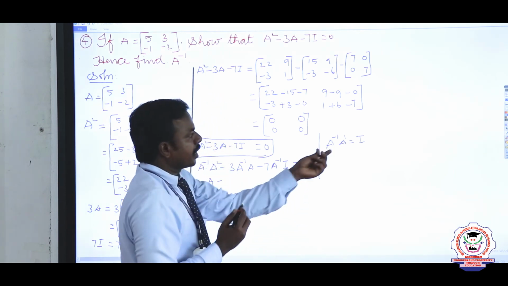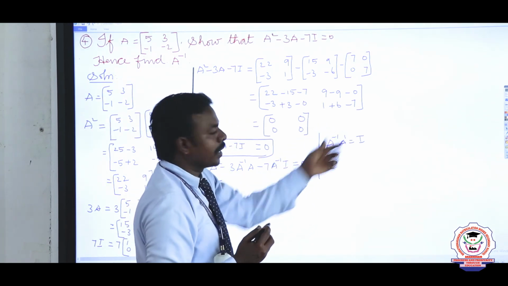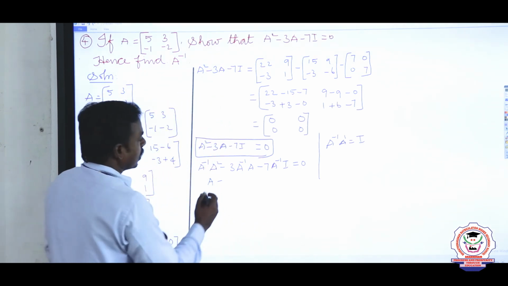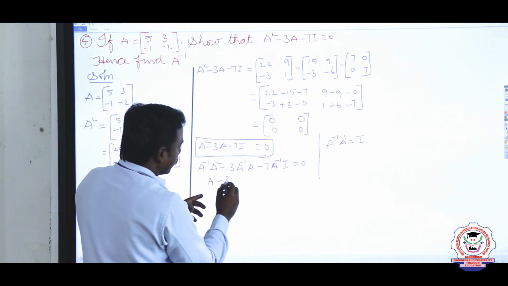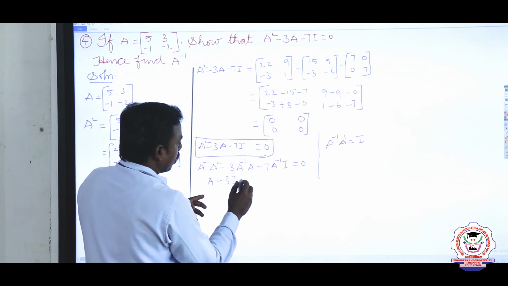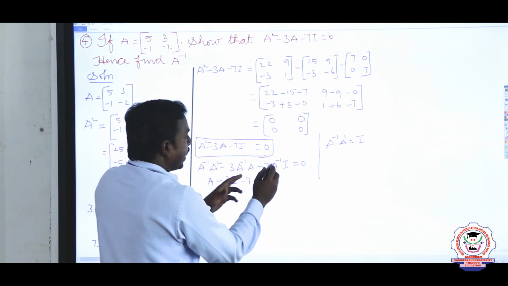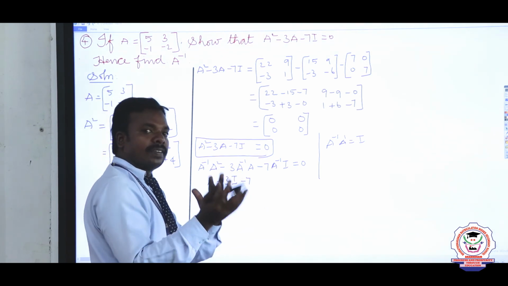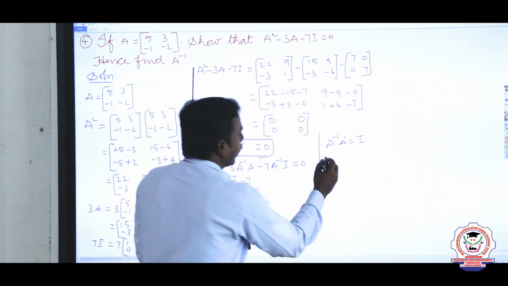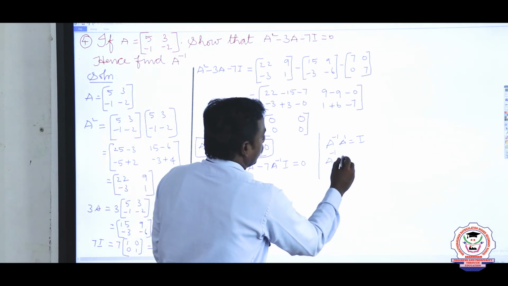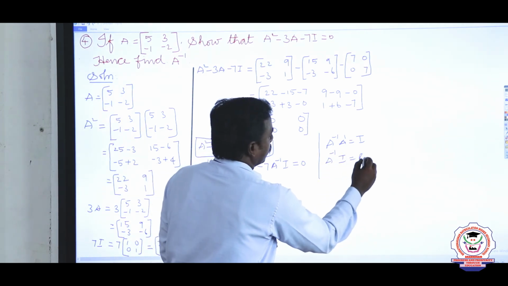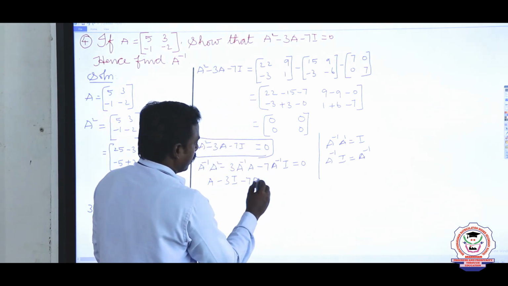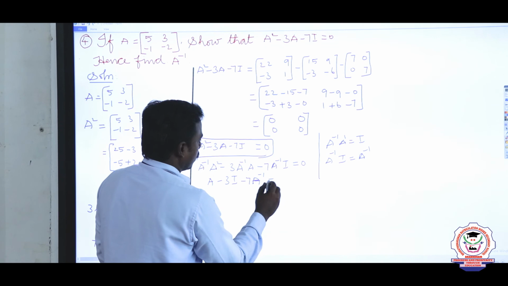If the bases are equal, we can add the powers. So minus 1 plus 1 gives A to the power 0, which is denoted by the identity matrix. Then minus 3I minus 7 A inverse into I. If you multiply anything with the identity matrix, you get the same matrix. So A inverse into I equals A inverse only. From this, A minus 3I minus 7 A inverse equals 0.